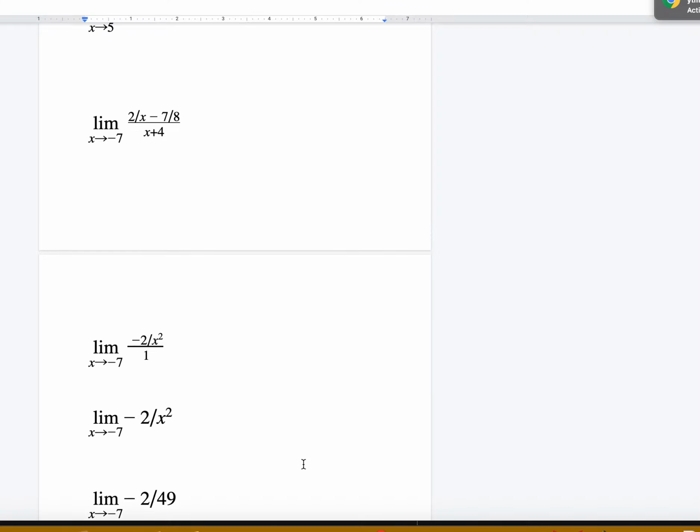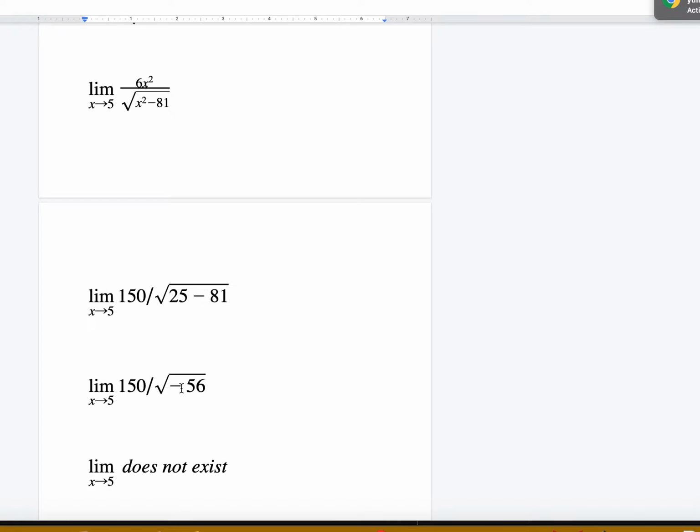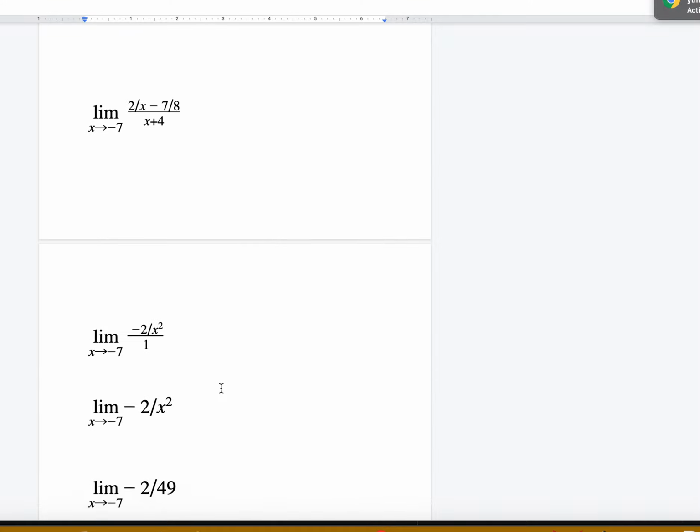And we're good. Now, how do we know the limit does not exist? We either have a negative square root or a 0 in the denominator.